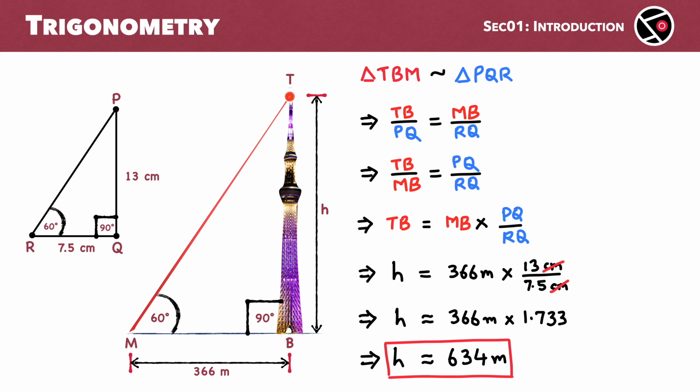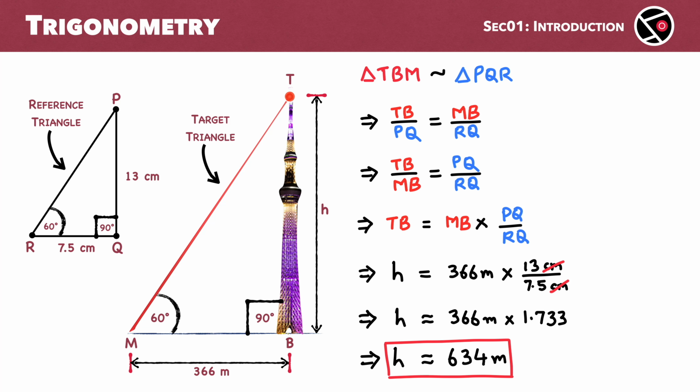To quickly recap, we used the concept of similar triangles to find the height of the tower. Think of triangle TBM as the target triangle and triangle PQR as the reference triangle. The reference triangle was drawn to be similar to the target triangle, and then we applied the properties of similar triangles to calculate the length of side TB of triangle TBM. This was tedious, a lot of hard work, but we managed to find the height of Tokyo Skytree without using trigonometry. So, do we really need trigonometry?